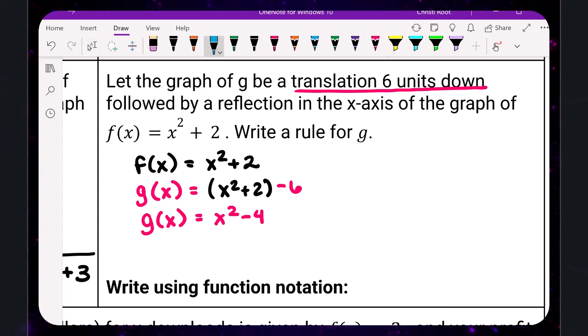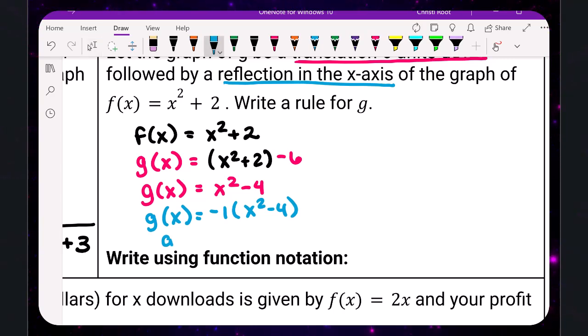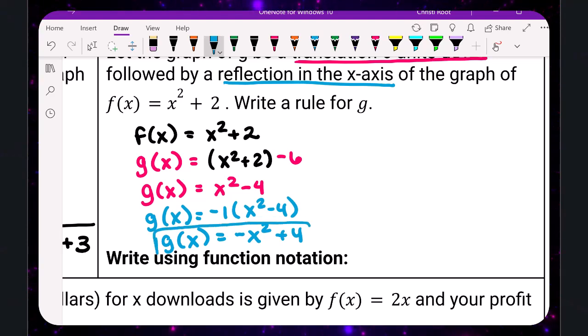Then I'm going to shift colors and I'm going to do a reflection in the x-axis. So a reflection in the x-axis means you've got to multiply what you have times -1. So when I multiply this whole thing by -1, as we did before, and I simplify it, each part will change signs. So this is now going to be negative x squared plus 4. So that's my final equation function.